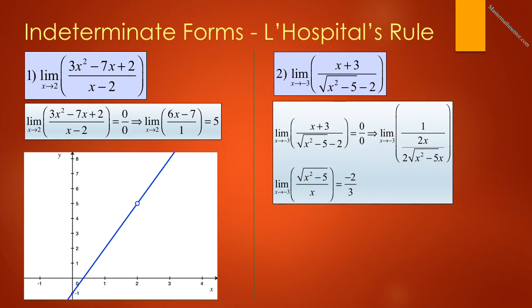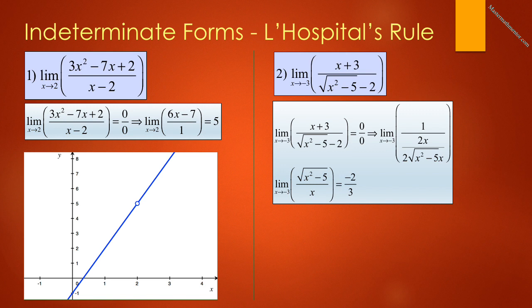Number 2 involves some algebra. The limit as x approaches negative 3 of x plus 3 all over the square root of x squared minus 5 minus 2. Plugging in, we get 0 on top, and on the bottom we get the square root of 4 minus 2, which is 2 minus 2, which is 0. So L'Hospital's rule can be used.